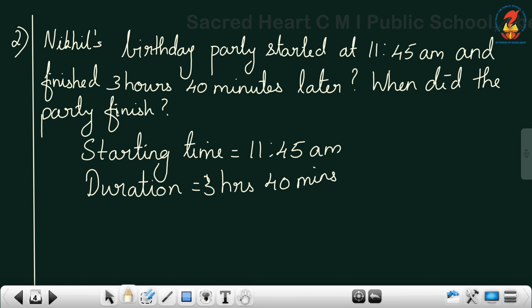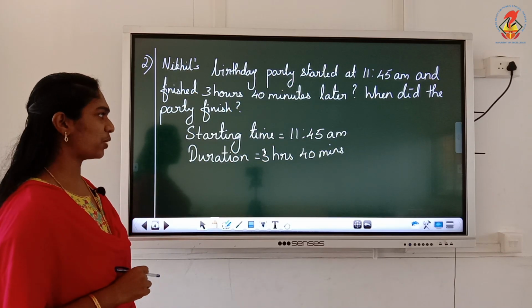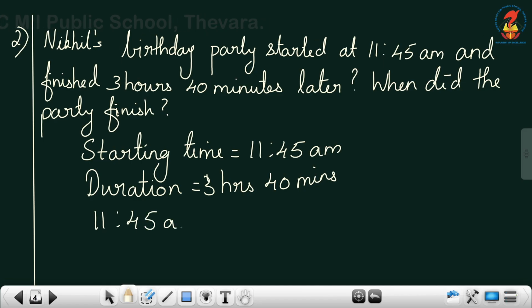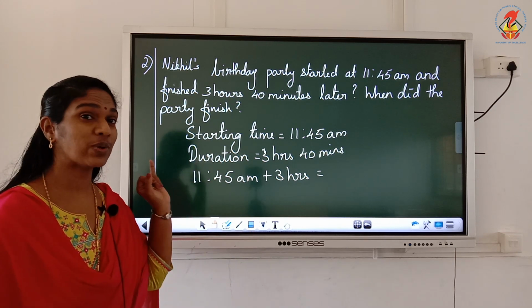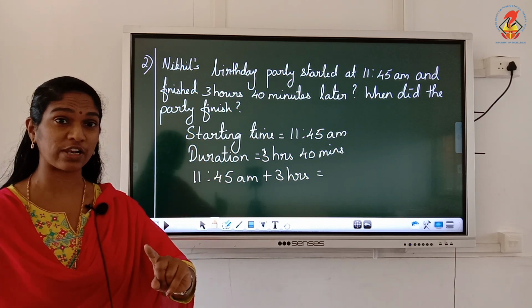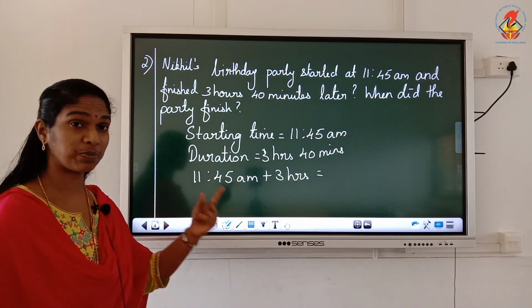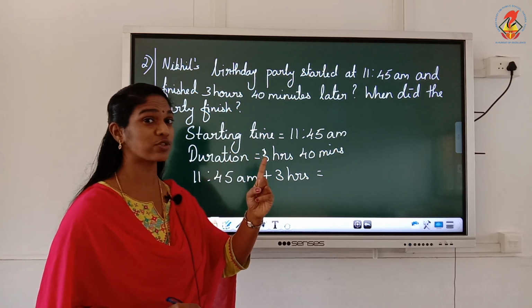So, now I have to find out the finishing time. So, what I will do? I need to add, isn't it? To add 11:45 a.m. plus 3 hours, what will I get? Children, count 3 hours. 11:45 a.m. Next one is 12:45 p.m. when the hour hand is crossing 12. When the hour hand crosses 12, a.m. becomes p.m., p.m. becomes a.m. Remember, you studied it last year in 4th standard.